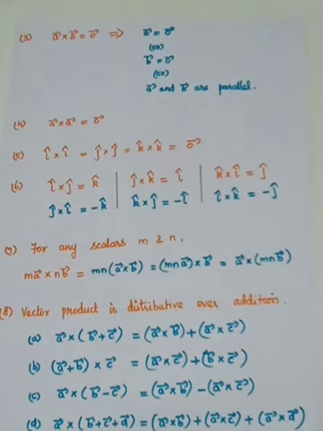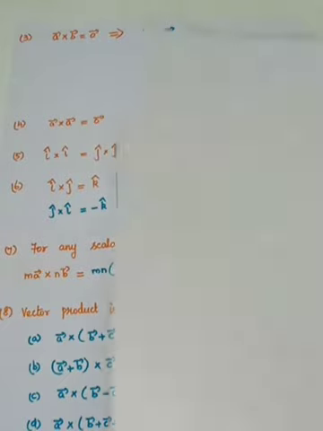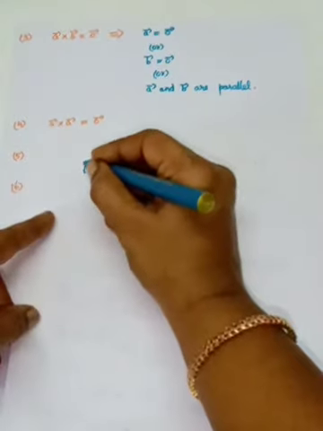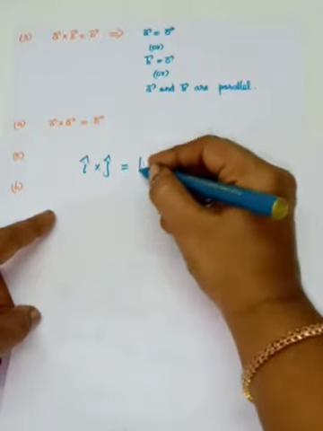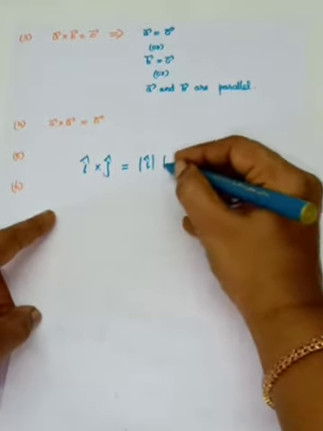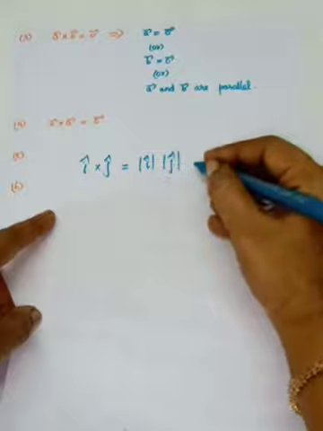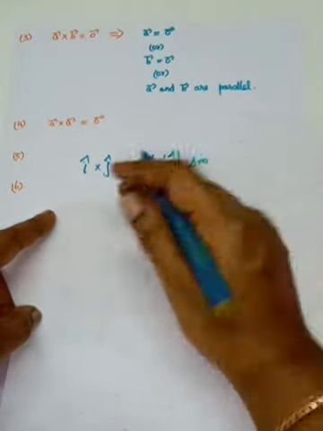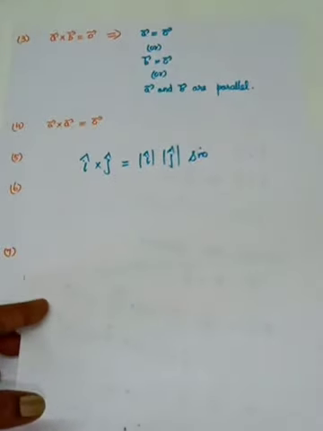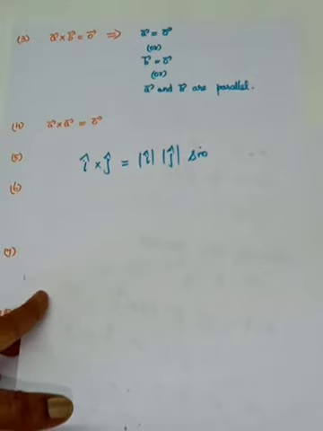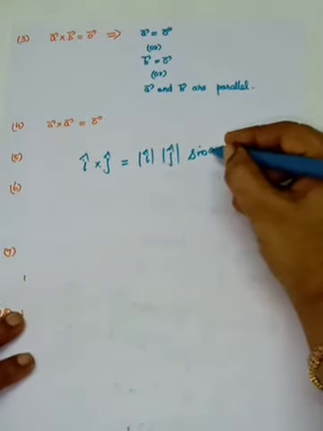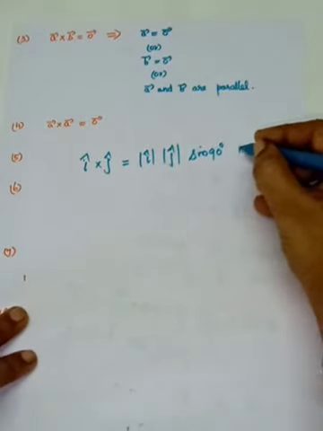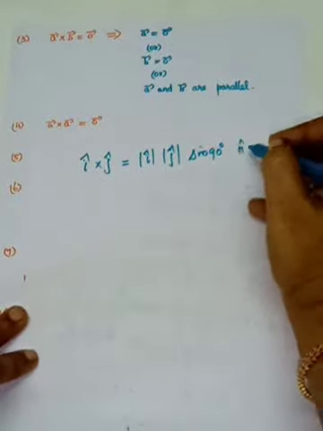Okay, next one. What is i vector cross j vector? You see now, i vector cross j vector. It is modulus of i cap, modulus of j cap and sine theta. What is the theta? I cap, where is it? It is along x-axis. J cap is a unit vector acting along y-axis. So what's the angle between x-axis and y-axis? It is 90 degree. So sine 90 degree, and you have to write n cap. Okay, I'll discuss about n cap now.